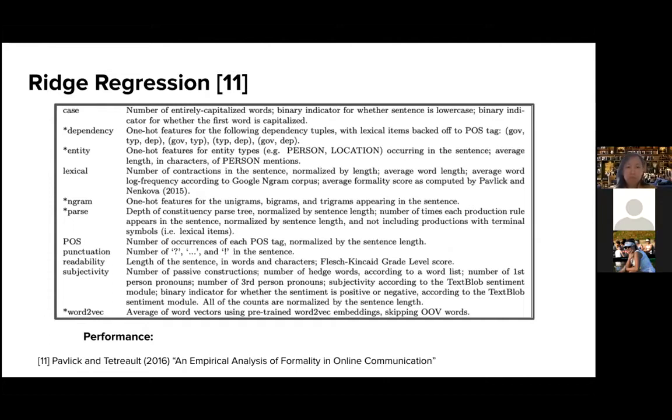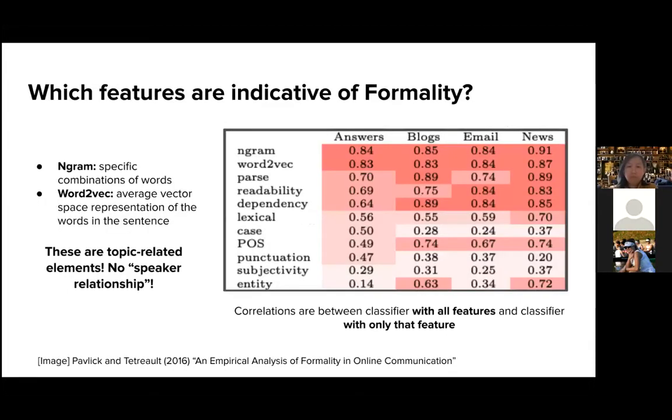A lot of these features were parts of speech, the subjectivity of the word, and word2vec, which is a representation of words' meanings. This did really well. It got a Spearman correlation of 0.7, 0.75. It's still considered the gold standard for what we should do with formality classification: just take a bunch of features and then see what happens. But I'd like to propose that this result might not be all that it seems.